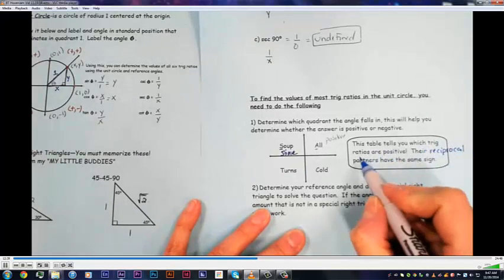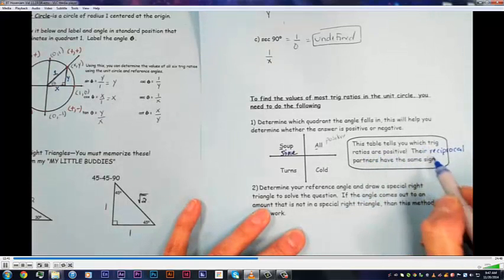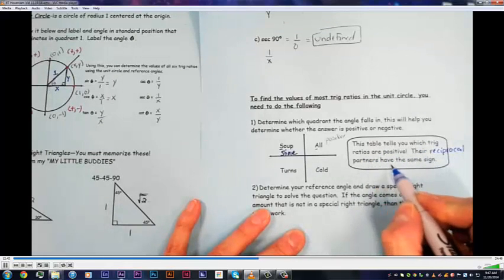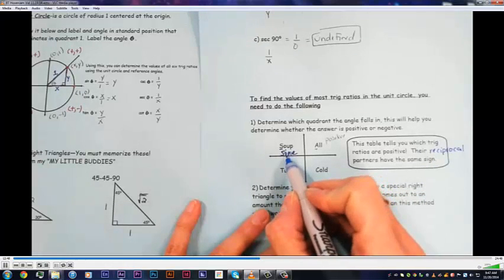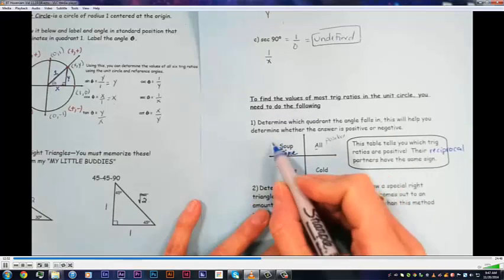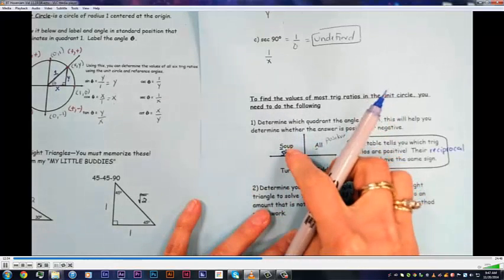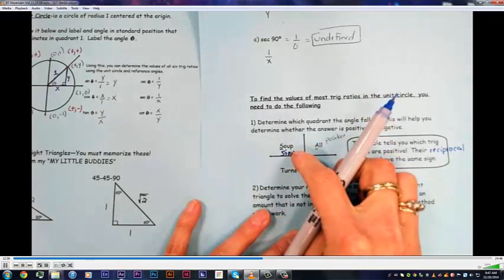This table shows which trig ratios are positive. It also shows you their reciprocal partners have the same sign. So not only are the ratios of sine positive, but cosecant, its reciprocal partner, is also going to be positive as long as the terminal side lands in the second quadrant.